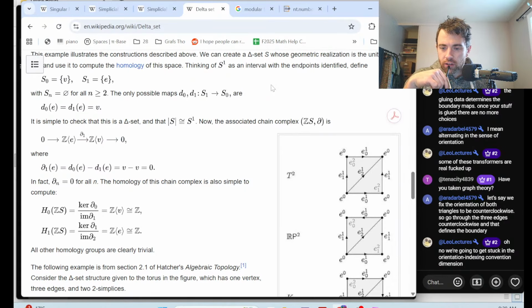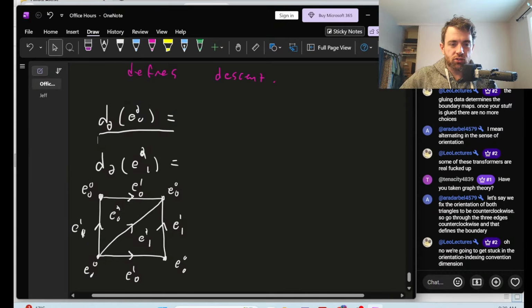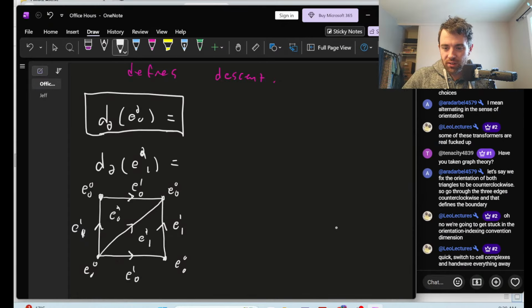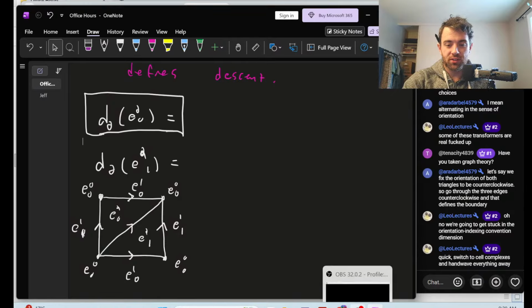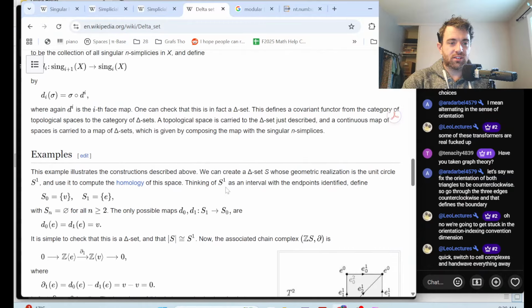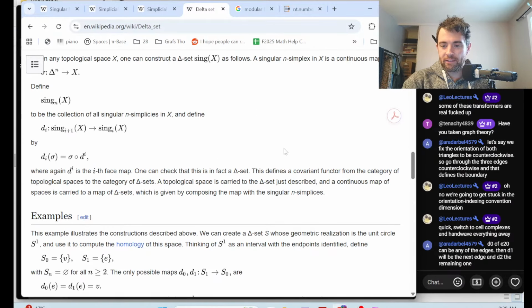Oh no, we're going to get stuck in the orientation indexing convention dimension. Well, gang, just tell me where to send this. Just tell me where to send this. I would switch to cell complexes and hand wave everything away, but no, that's cheating.